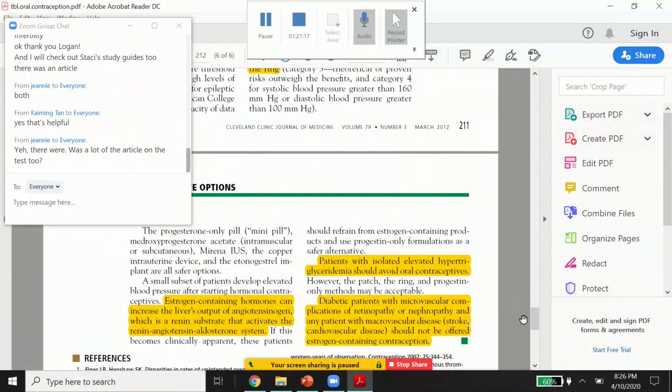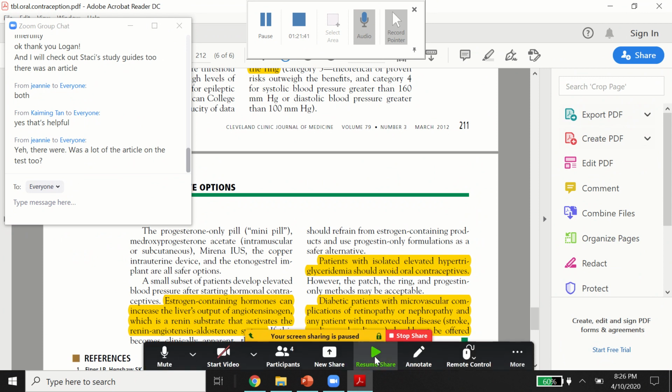Was a lot of the article on the test too? Honestly, I would say no. I think there were a few questions on there, and those are the questions, of course, where I was like, huh, it's like this article, man. But I don't think there was a lot on the exam. I think a lot of the exam was the kind of stuff I already mentioned to you guys.